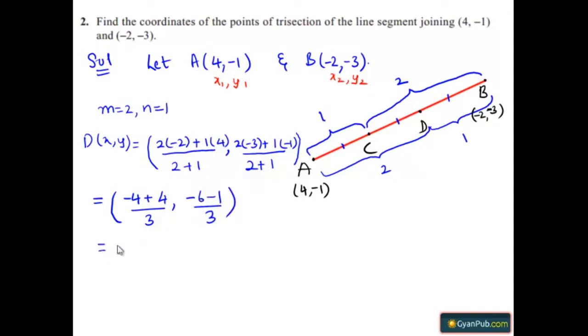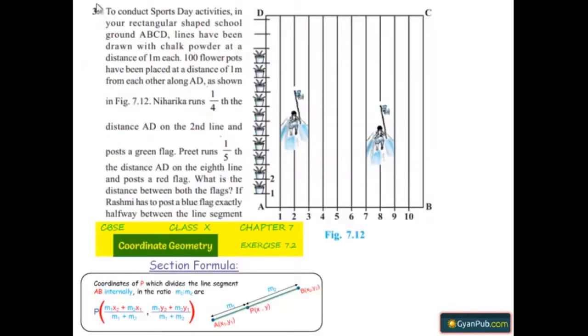That is equal to 4 minus 4 is 0, 0 whole divided by 3 is also 0, comma minus 6 minus 1 is minus 7, so minus 7 whole divided by 3. Hence, the coordinates of the points of trisection of line segment AB are (2, minus 5 by 3) and (0, minus 7 by 3). Let us read the third question.